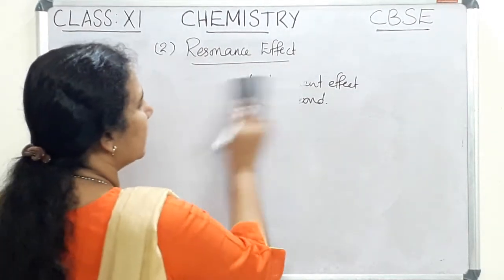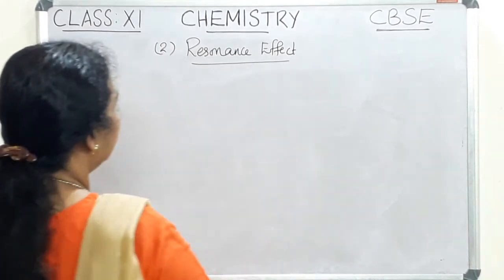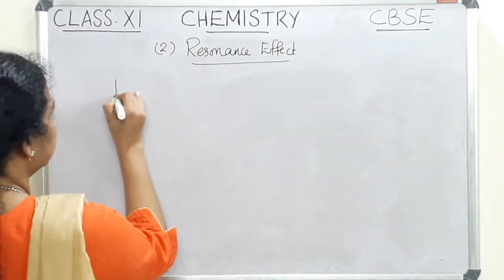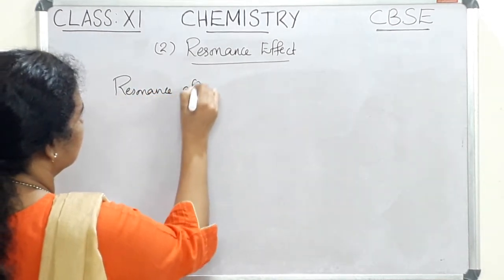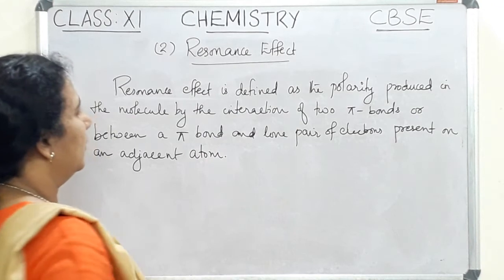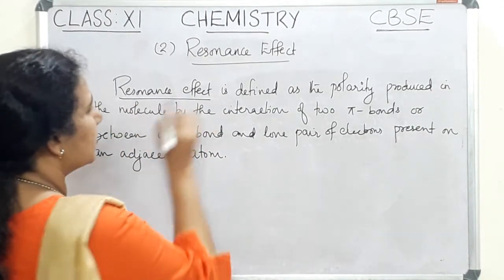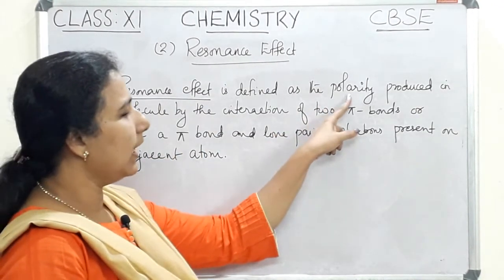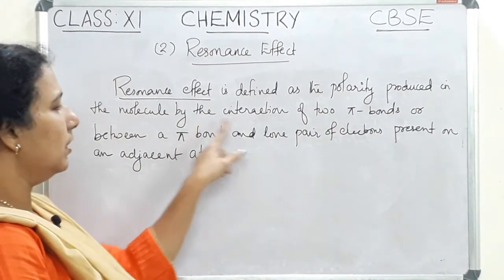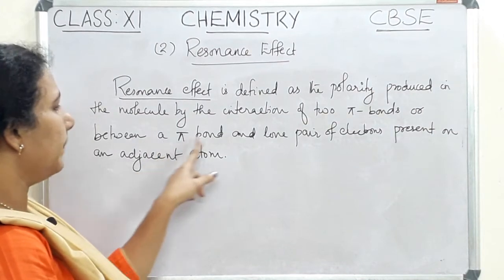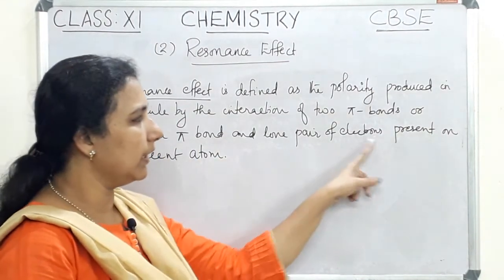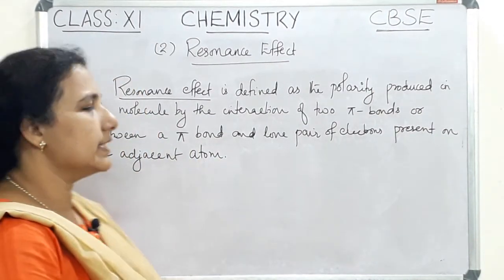Let us define resonance effect. So what is the definition of resonance effect? Resonance effect is defined as the polarity produced in the molecule by the interaction of two pi bonds or between a pi bond and a lone pair of electrons present on an adjacent atom.